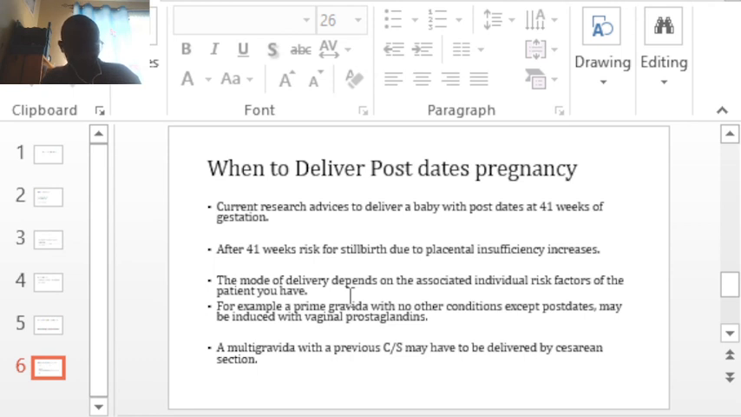So that was our tutorial on post-dates, post-term, and post-maturity. They all fall in the spectrum of prolonged pregnancy, but they mean different things, and they've got management consequences if we don't get the terminology correct.